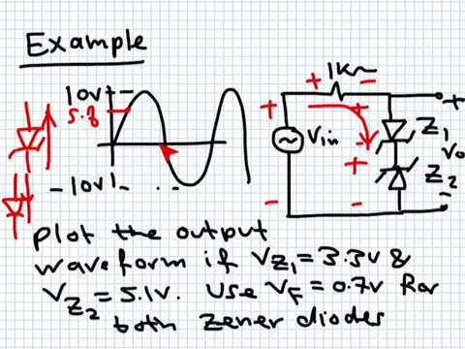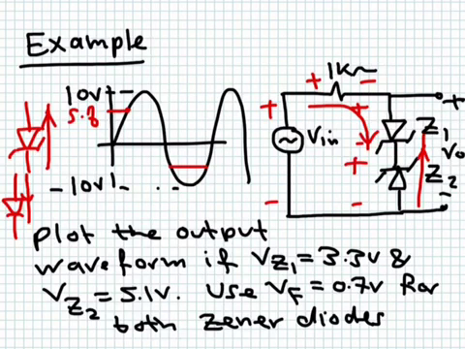So the input will start to go down, minus 1, minus 2, minus 3. At minus 4, this is when the two zeners will turn on. One of them, this one, will be in the forward region, okay? So current will flow actually this way, okay?